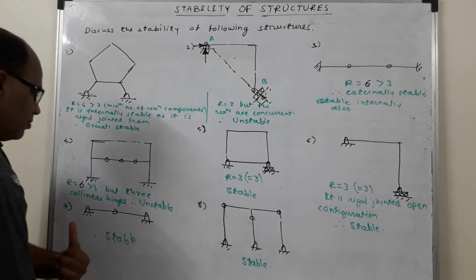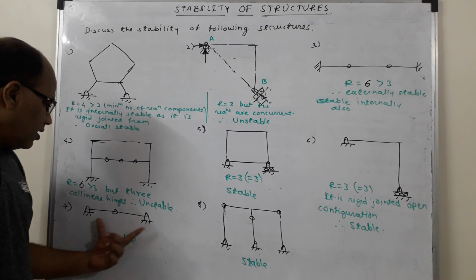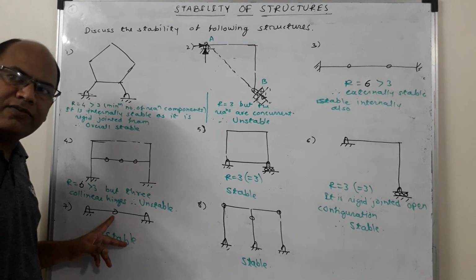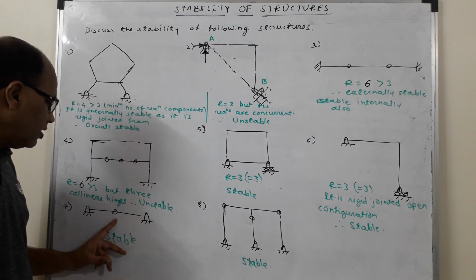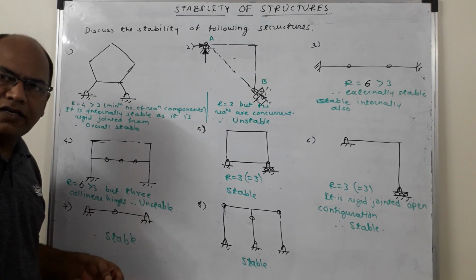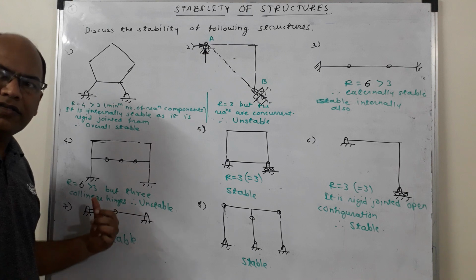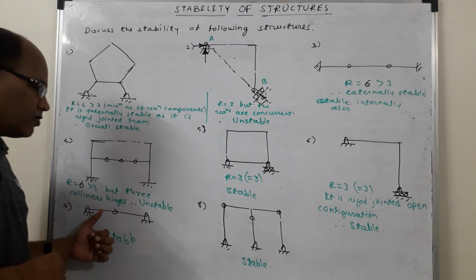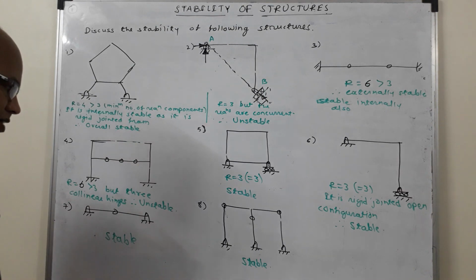Now, question number 7. The supports are hinge supports and one more internal hinge is provided over there. So there are 3 hinges in a straight line. 3 hinges along a straight line, or 3 collinear hinges, result in a mechanism. So it is an unstable structure.